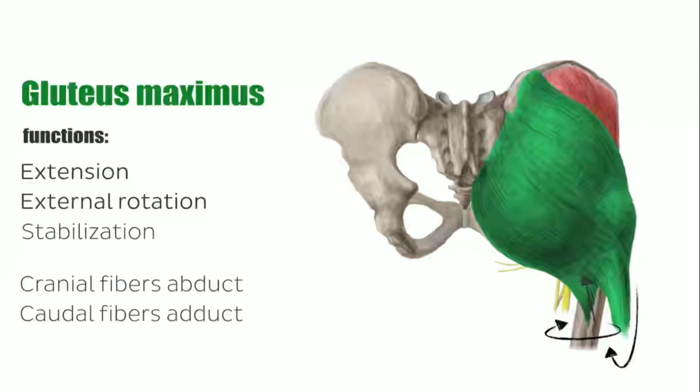The explanation for these opposite movements of the cranial and caudal fibers is that the cranial fibers are positioned above the rotational pivot point of the joint. Thus, a contraction causes abduction. The caudal fibers run below the rotational axis, so they will cause adduction. We've learned almost everything about the gluteus maximus, but there is still the innervation missing.